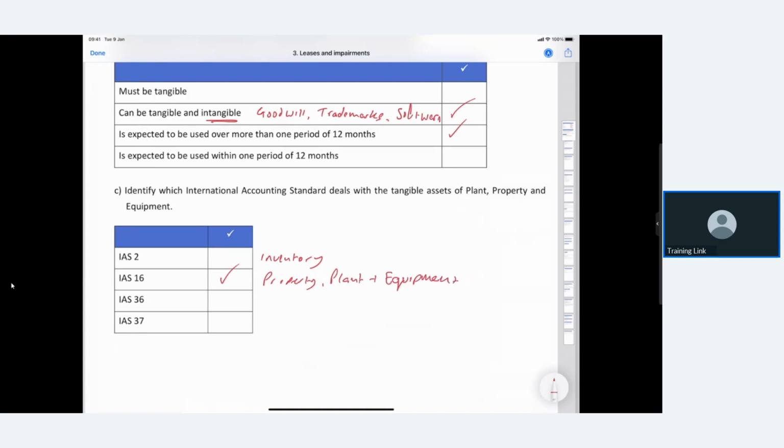What else have we got? We've got IAS 36, which covers impairments, and IAS 37 is provisions, isn't it? Provisions. You've got, of course, contingent liabilities as well. So that would be IAS 16.